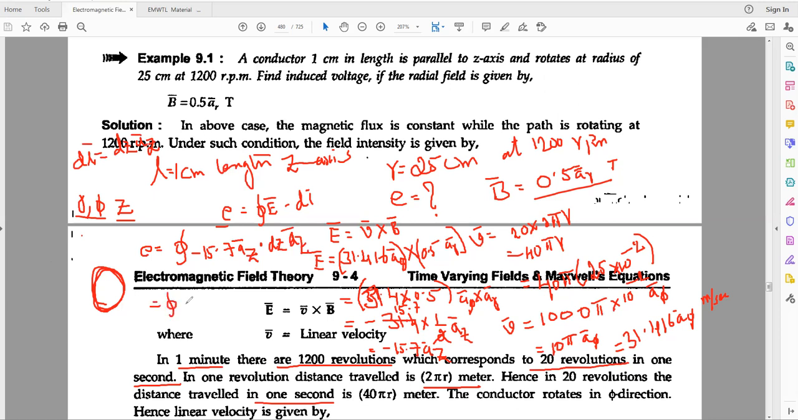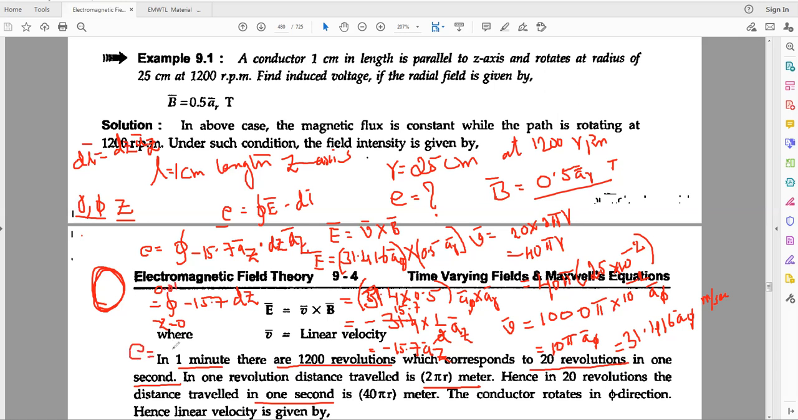Integral minus 15.7 AZ bar dot AZ bar is equal to 1. So dz. What is the Z here? Z is parallel to the conductor, which is 1 centimeter. Z starts at 0, and 1 centimeter, if you write in meters, is 0.01 meters.